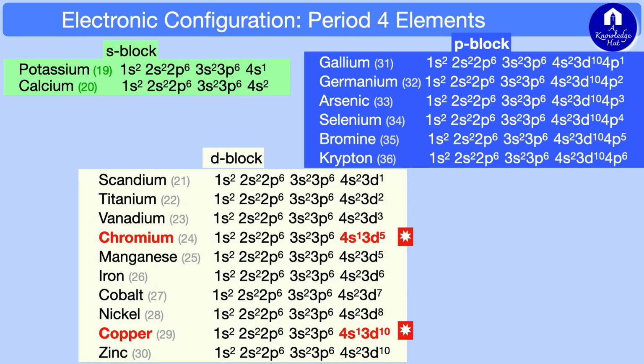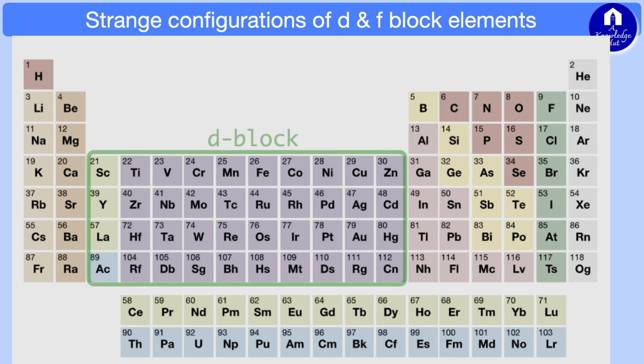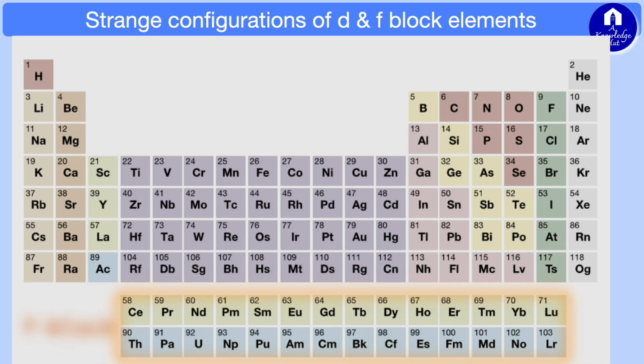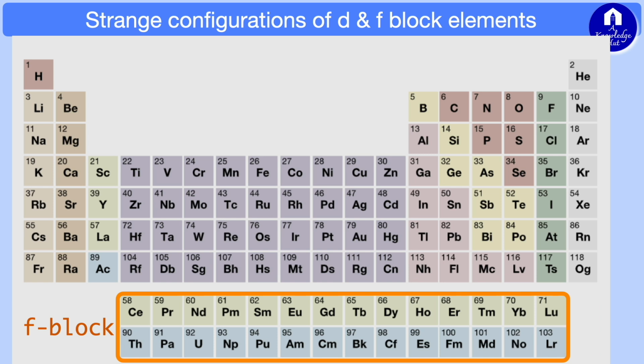After understanding the electron filling diagram, we can easily write the electronic configuration of the rest of the elements of period 4. You can see them on the screen. The configurations of chromium and copper are remarkable. Their strange configurations are a speciality of several d block elements. A similar behavior is common in many elements of the f block too.